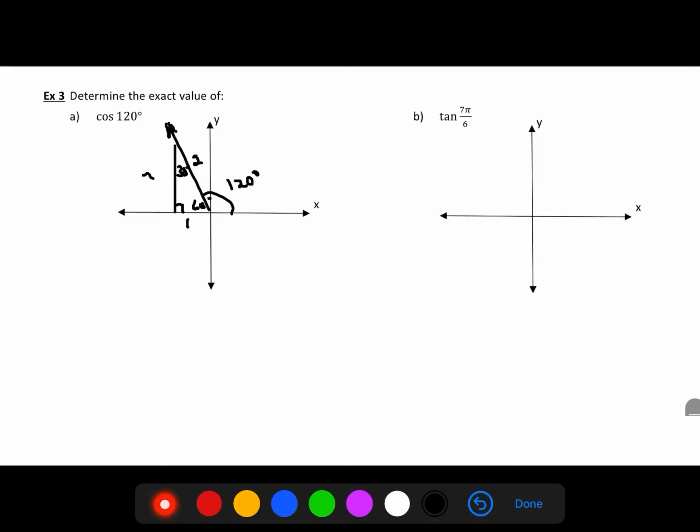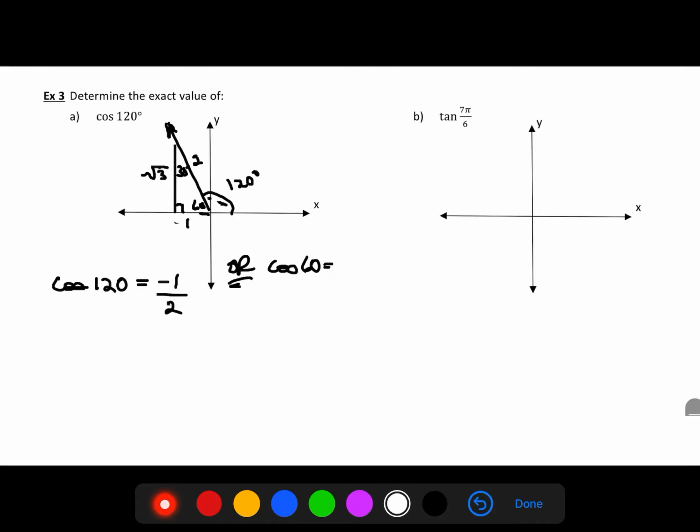So 1 has to go with the smallest angle, 2 with the biggest angle, and root 3 with the middle angle, because the biggest angle goes with the biggest side. Now we know that in the second quadrant, x is negative. Remember that supplementary angles have the same ratios, possibly just different signs, which is why we can use this triangle in the second quadrant to use the supplementary angle. So cos of 120 is equal to our x value, which in this case is -1, over our radius, which is 2.